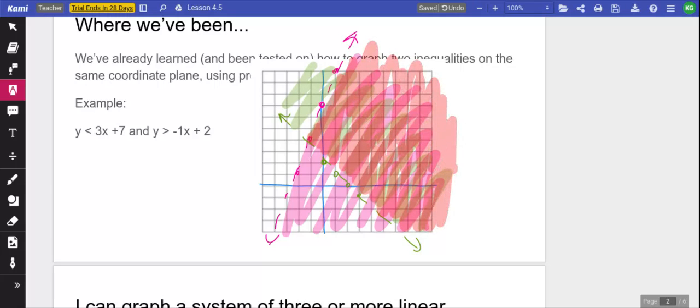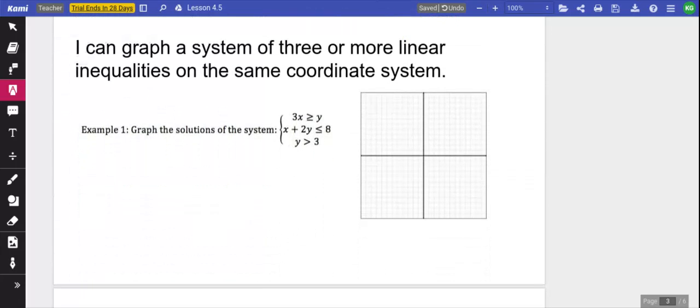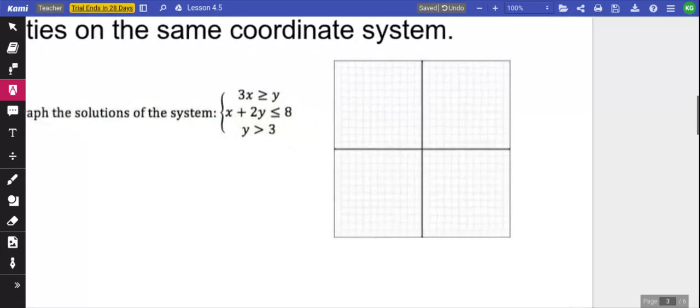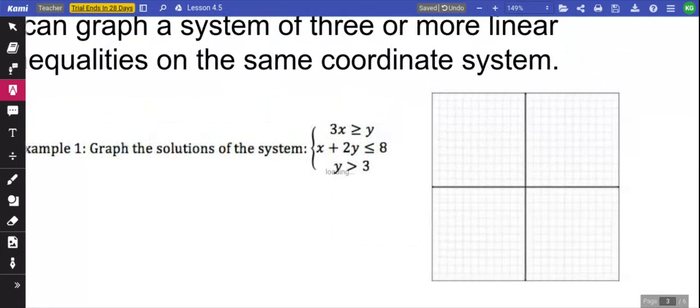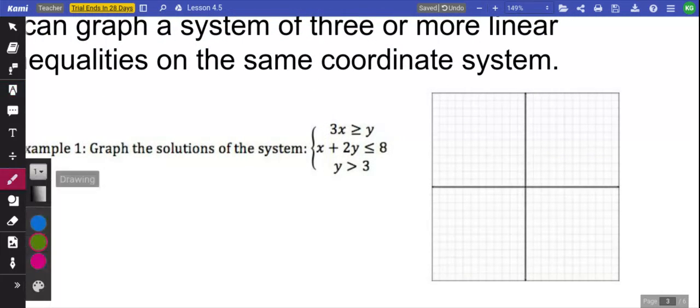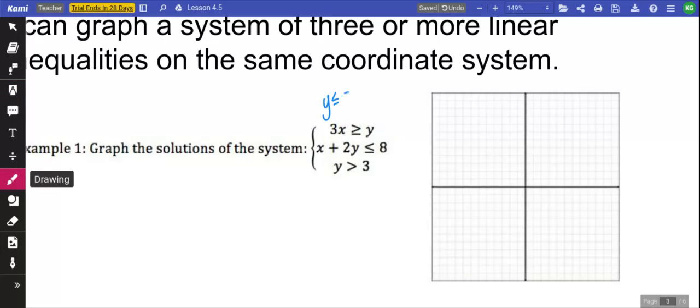So that's what we did before. We just did two equations with two shaded areas. So now what we're going to do is 3 or 4 or 5 equations on the same coordinate system and see where they cross with the shading. So the first one is written backwards, so I'm going to change it. y is less than or equal to 3x plus 0.